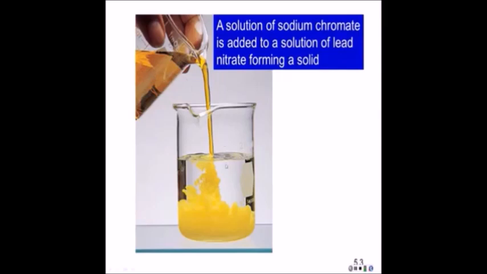And it's added to a lead nitrate solution, which is here, also clear. Looks like water. And we're getting this solid formed. Now what's the solid? So you have to identify what this is. And this kind of solid is called a precipitate. That's a precipitate. The precipitate is a compound that's a product of a reaction, and it doesn't dissolve in water, so it's insoluble. So let's figure out what is this yellow stuff.